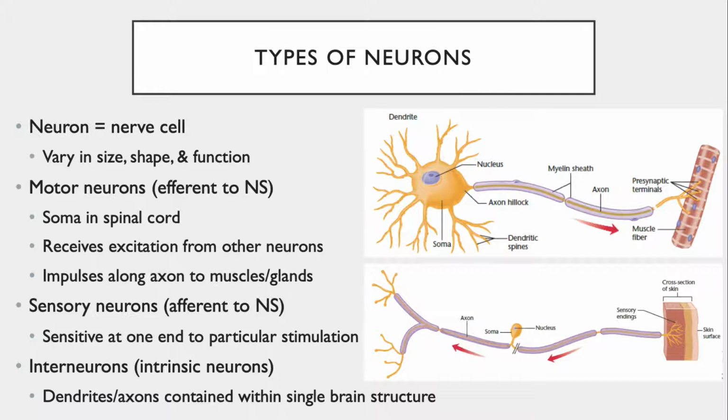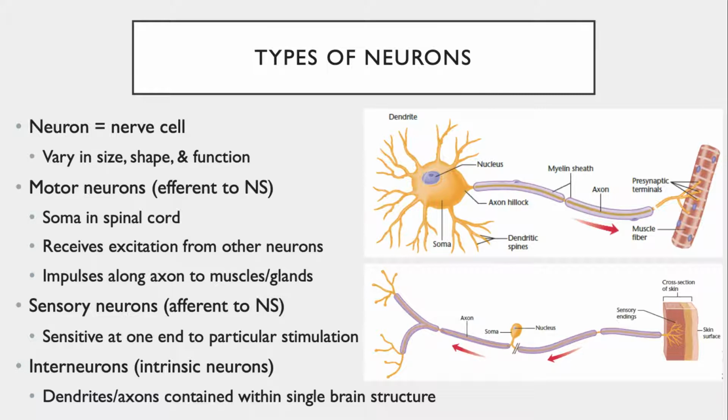Sensory neurons are sensitive at one end to a particular type of stimulation, and that type of stimulation varies across neurons. So for example, close to your skin, there are nerve endings that are sensitive to touch, to heat, to pain. There are also neurons that are sensitive to light or to sound. The information then travels towards the central nervous system to be processed.